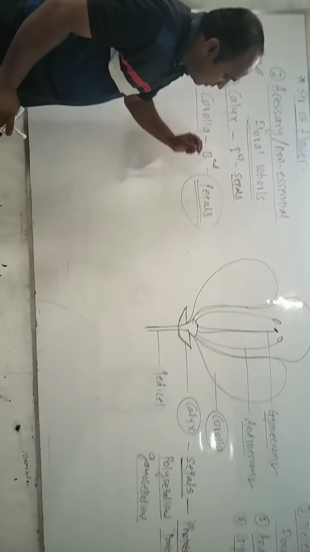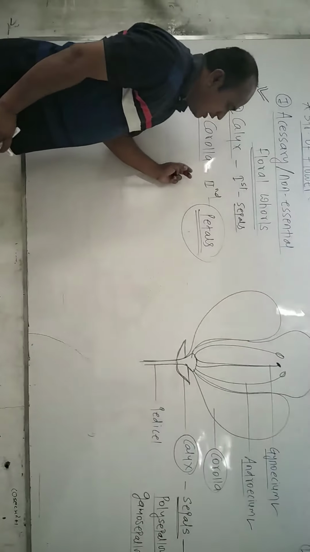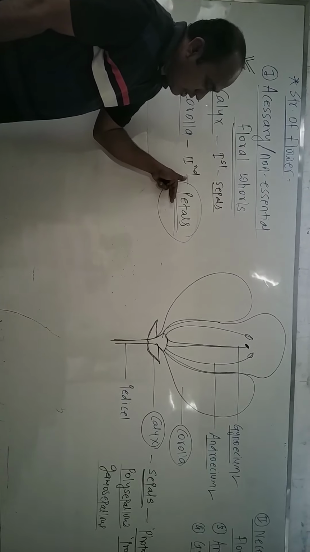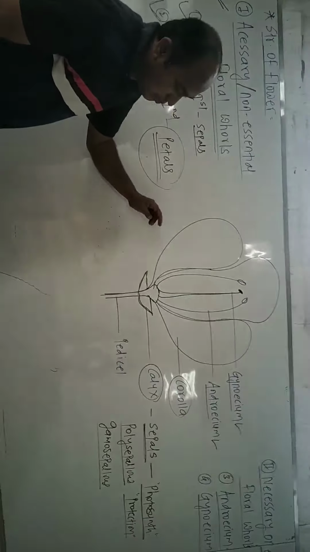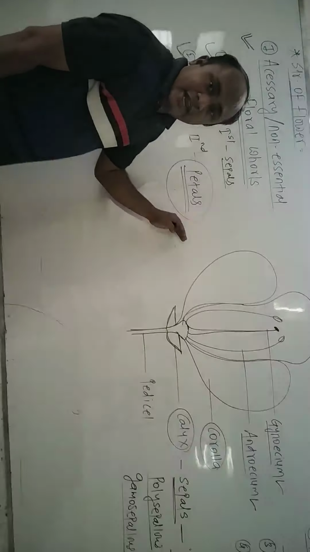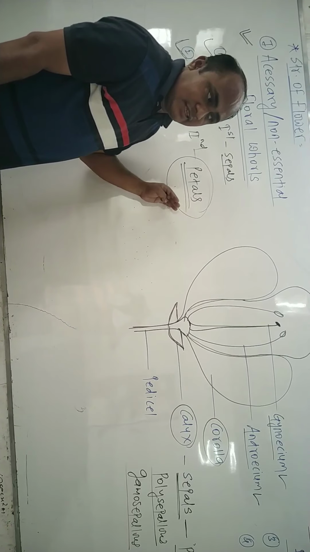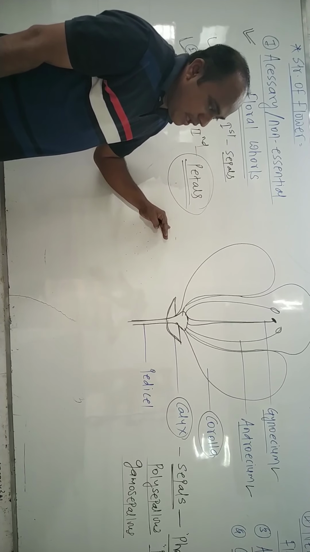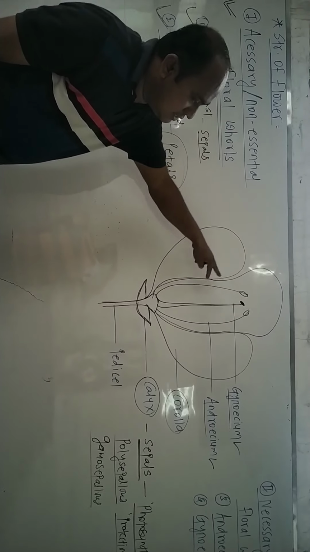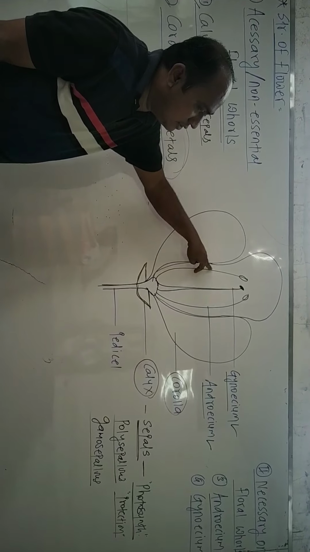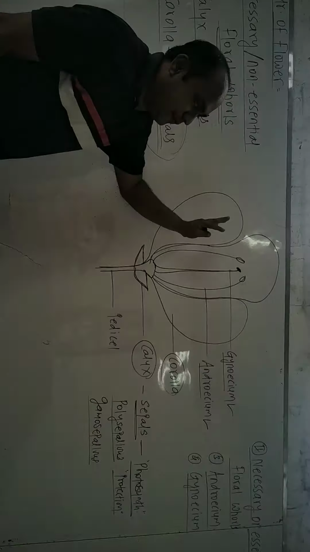So what are some points about the corolla? The individual members of the corolla are called petals. Generally petals are brightly colored and attractive. They help in insect pollination. And second, they help in the protection of the inner six organs, that is called androecium and gynoecium.